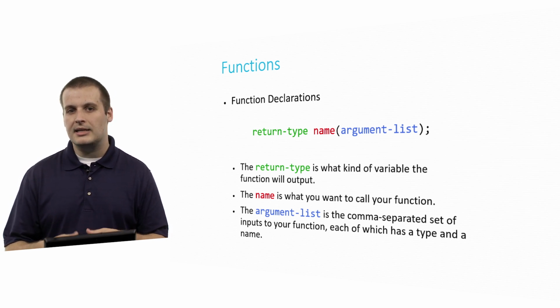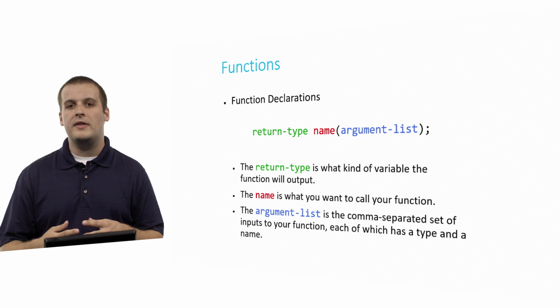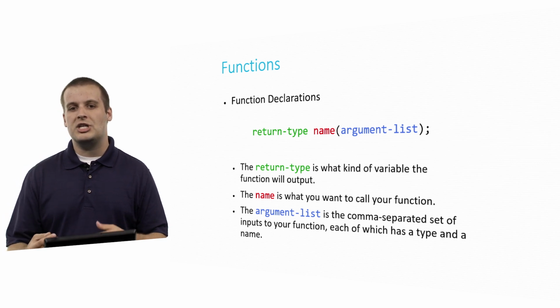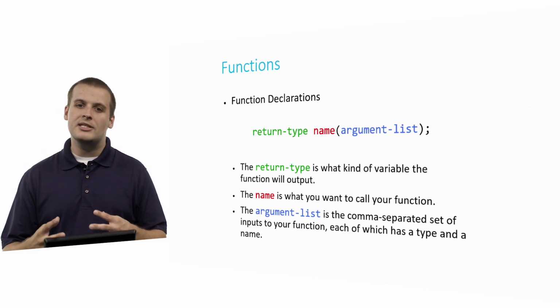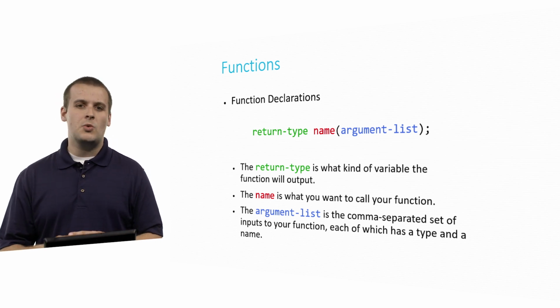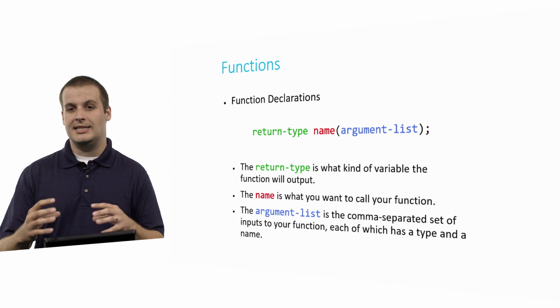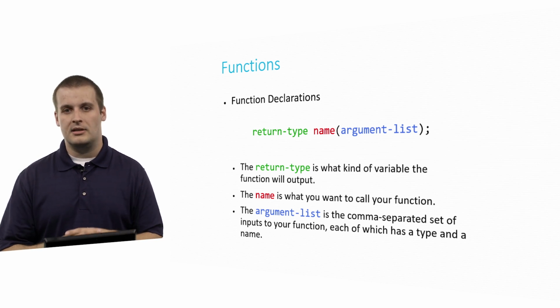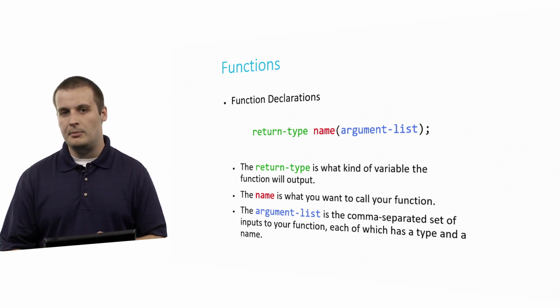Lastly, argument list is the comma-separated list of all the inputs to your function, each of which has a type and a name. So not only do you have to specify what type of variable the function will output, you also want to specify what type and types of variables the function will be accepting as inputs.